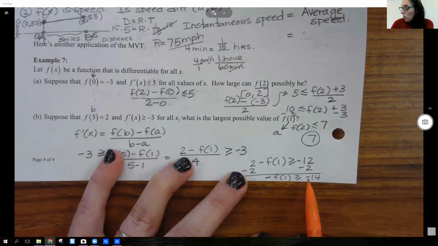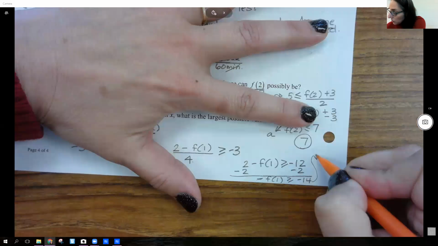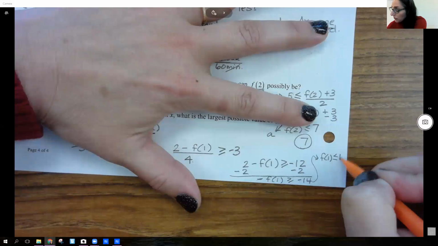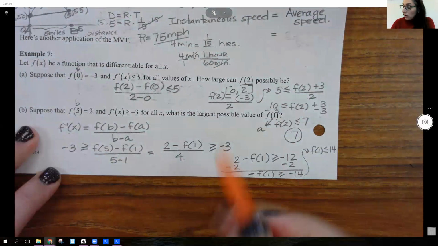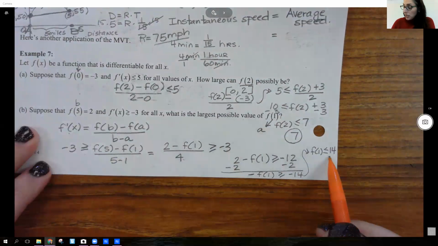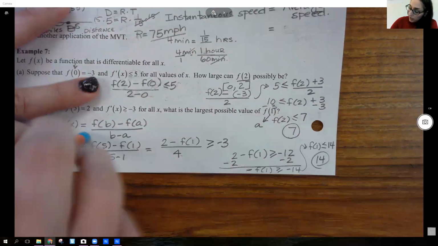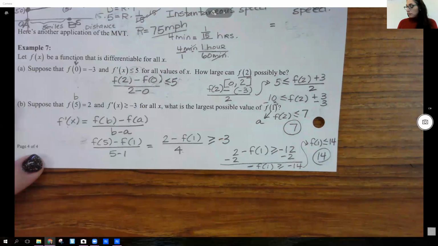Divide by -1, and when you divide by -1, you're going to flip this sign. So f of 1 has to be less than or equal to 14. So what is the largest possible value of f of 1? The largest f of 1 can be is at most 14. Get rid of this over here. Okay.